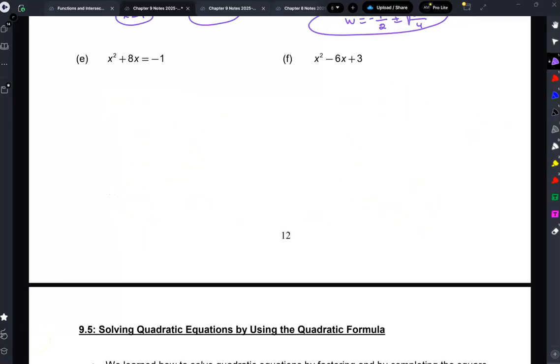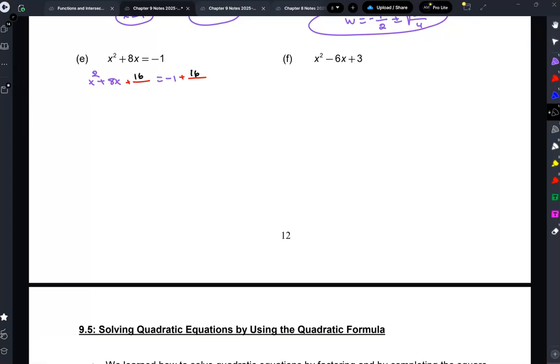This one is a little bit different because I don't need to take anything over to the other side. Somebody already did that for me. So I can just go straight to plus a number, plus a number. So here we go. X squared plus 8x plus a number equals negative 1 plus a number. Okay. What number are we going to put there? 16 sounds good to me.